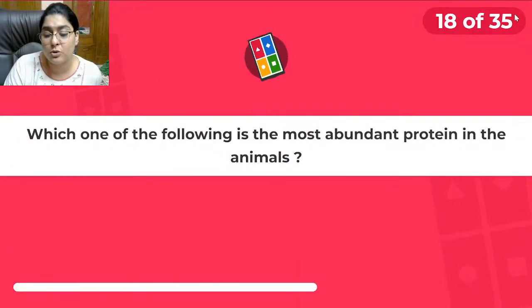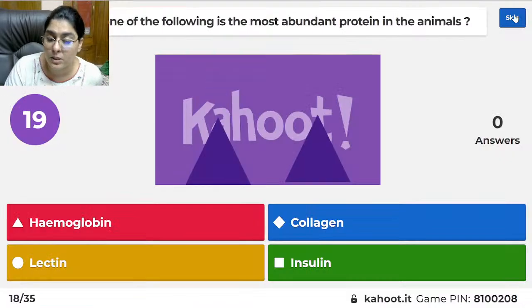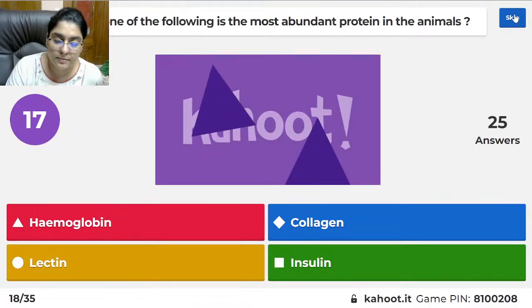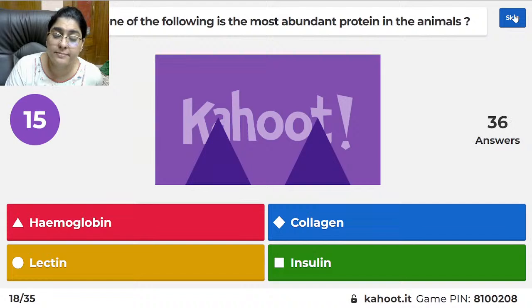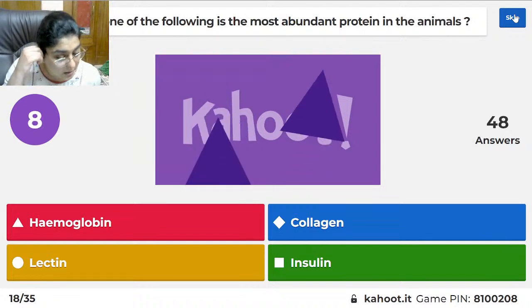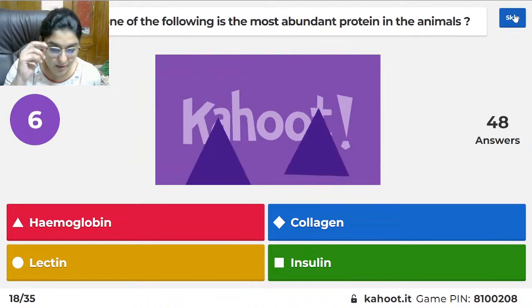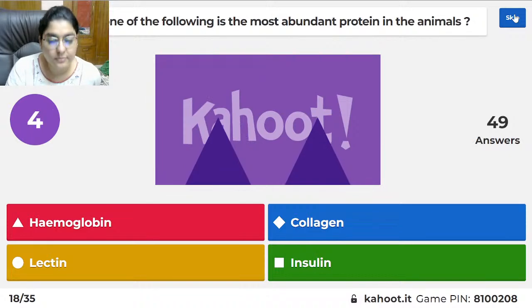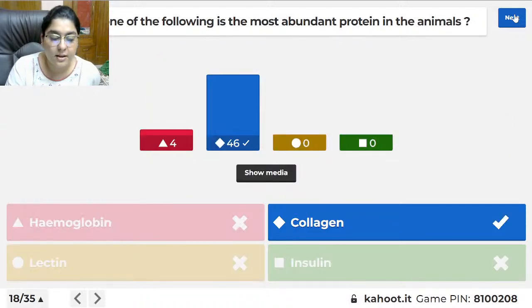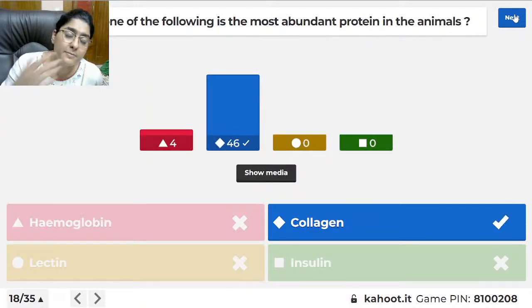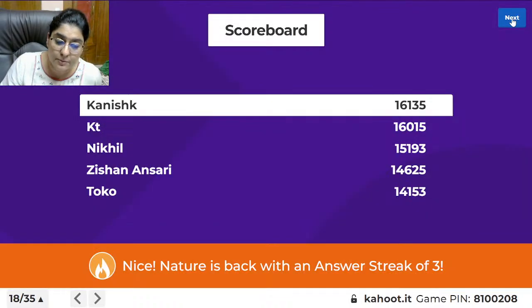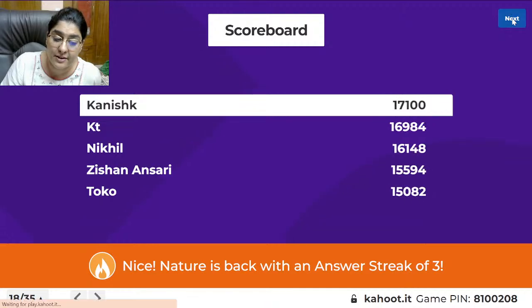Which one of the following is the most abundant protein in the animal world? And I just said that this is what is the plant world. One of these is a plant world. Very good. Collagen is the most abundant protein in the animal world. We need to know the most abundant protein in the animal world as well as the most abundant protein in the biosphere also.